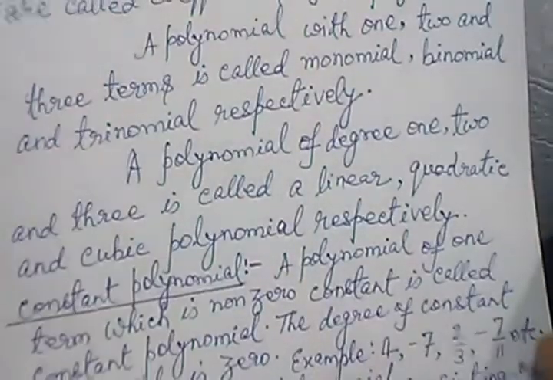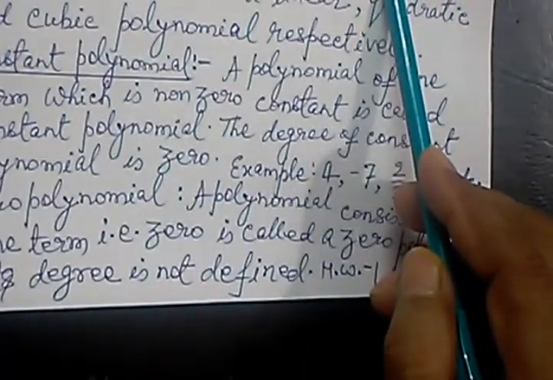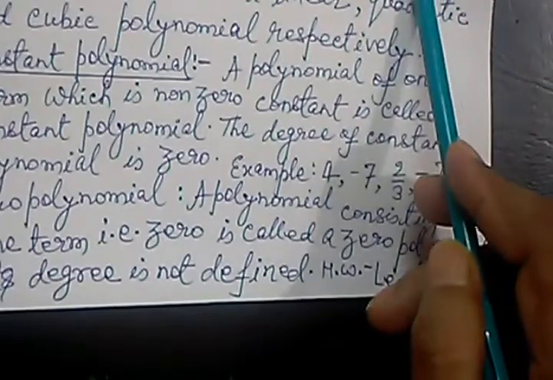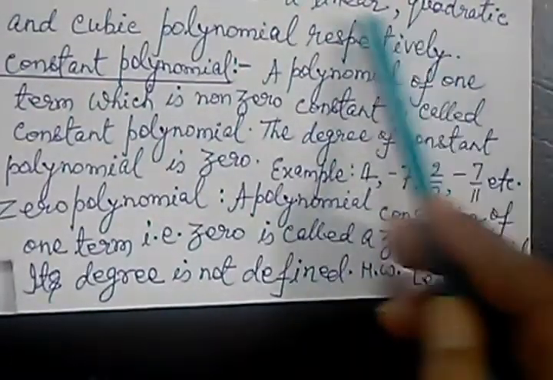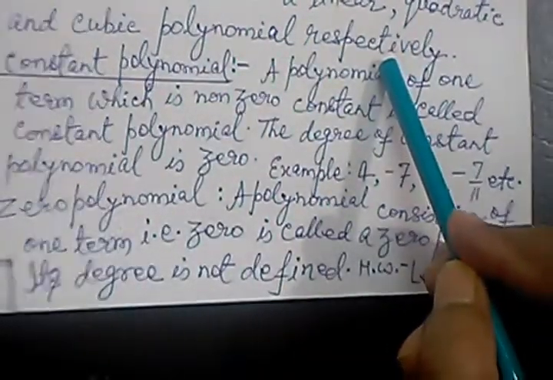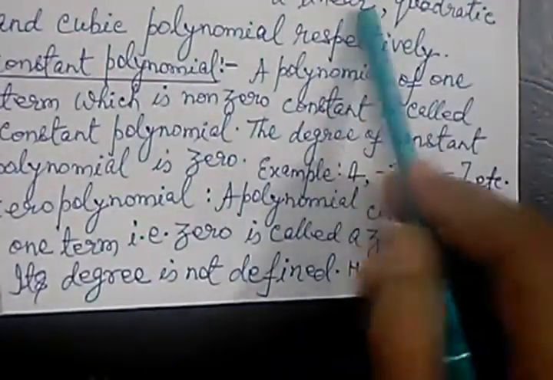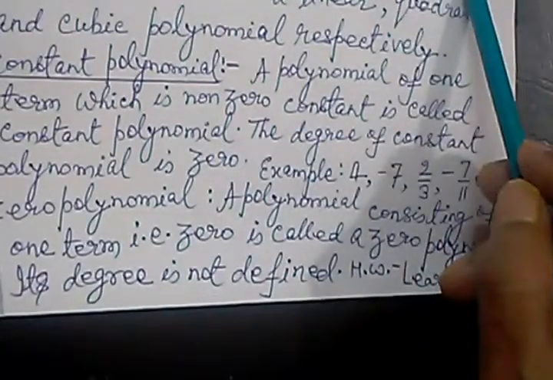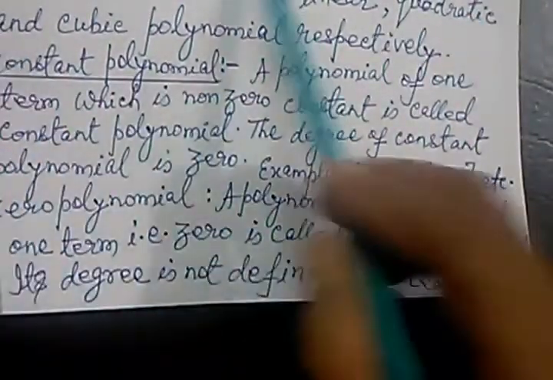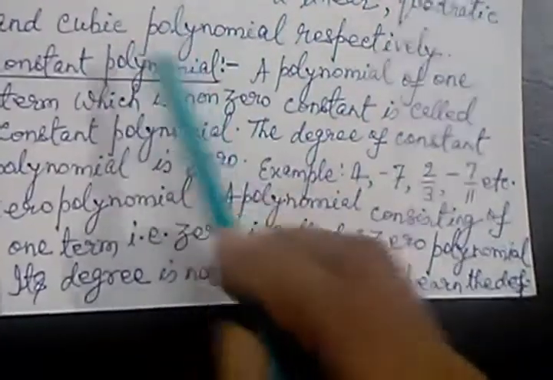Now a polynomial of degree 1, 2 and 3 is called a linear, quadratic and cubic polynomial respectively. Okay, if having the degree 1, then it is called the linear. If any polynomial is having the degree 2, then it is called quadratic polynomial. A polynomial having the degree 3 is called cubic polynomial.